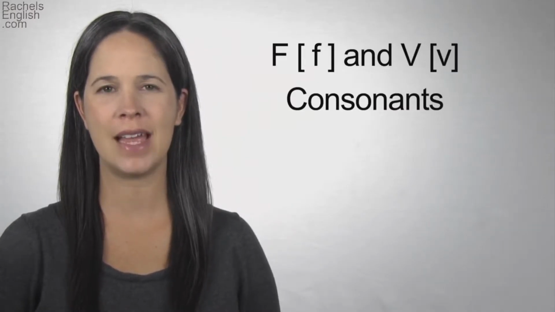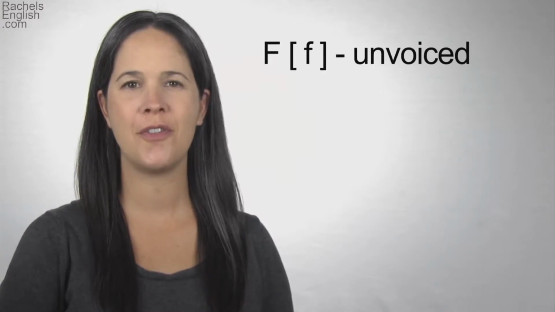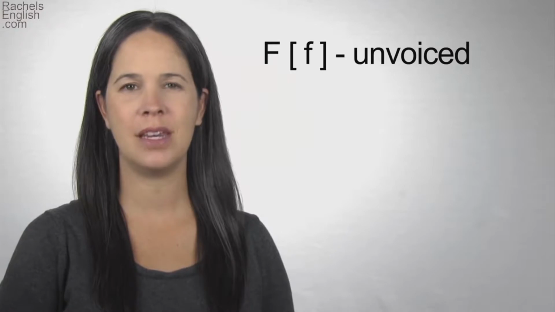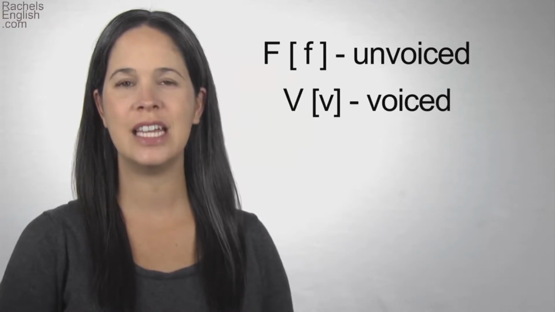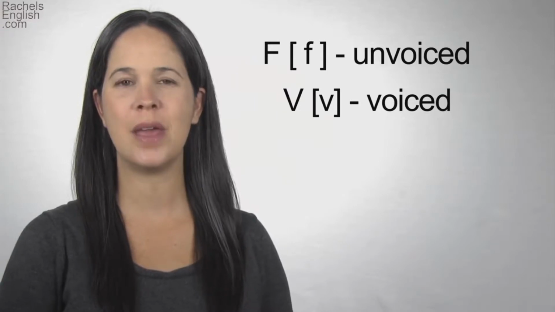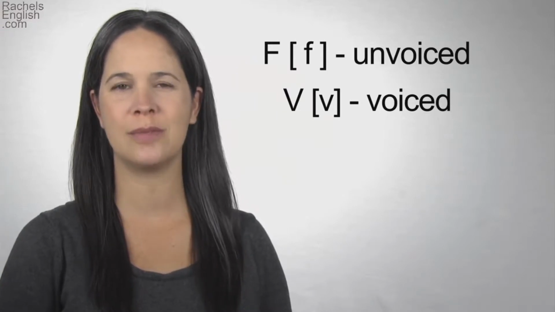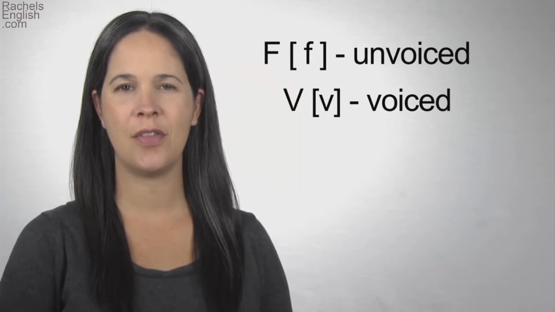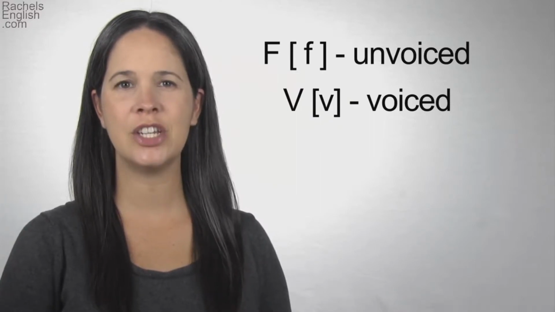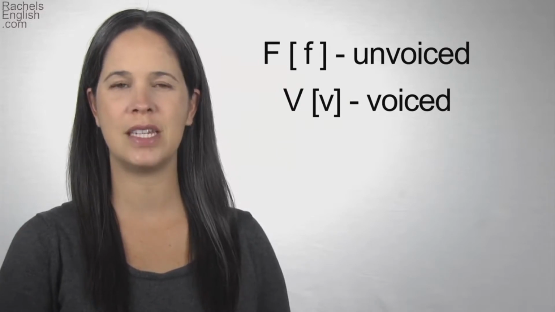We're going to go over how to pronounce the F and V consonants. These 2 sounds are paired together because they take the same mouth position. F is unvoiced, meaning only air passes through the mouth, and v is voiced, meaning you make a sound with the vocal cords. To make these sounds, the bottom lip lifts and touches the very bottom of the top front teeth.